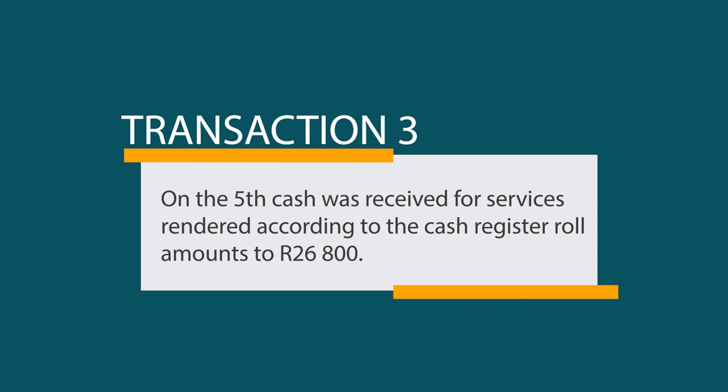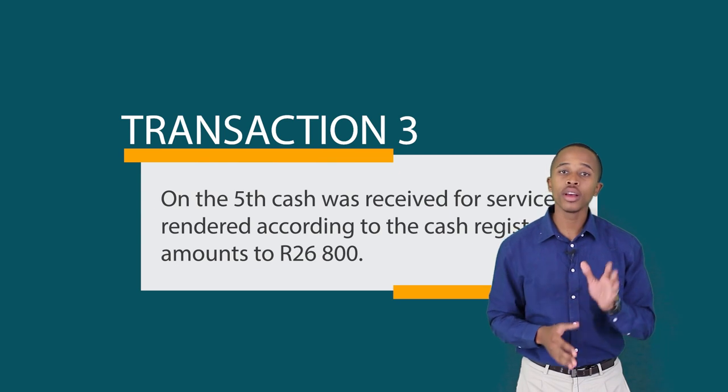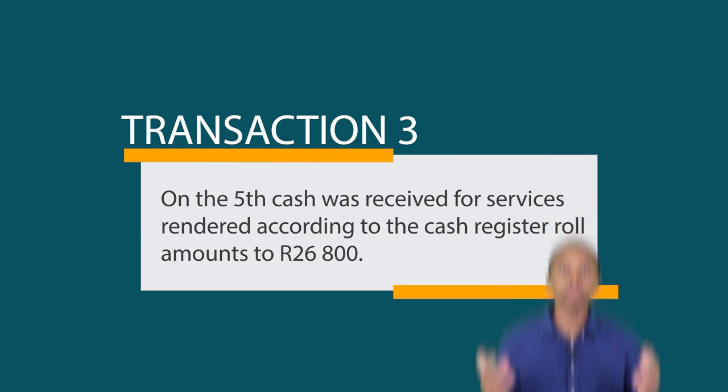Okay, grade 8, are you ready to do the next transaction on your own? Let's get ready in 3, 2, 1, let's go. On the 5th, cash was received for services rendered according to the cash register roll amounts to 26,800 Rand. Okay, before you go solo, remember, stop, evaluate, move on.